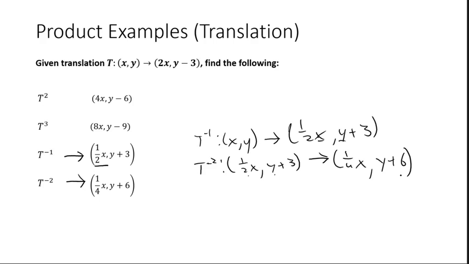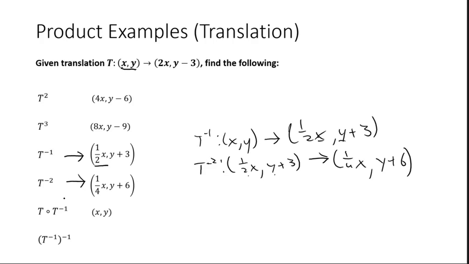Let's try another example. Here we have t composed with its inverse. We've said that when you take a transformation and compose it with its inverse, we get right back to where we started. So if we started with this point of x, y, when you compose with the inverse, we're going to get back to that same point of x, y. So that would be just x comma y.